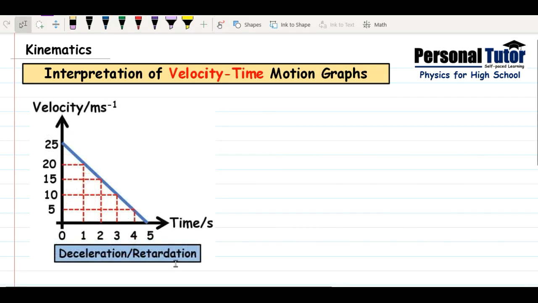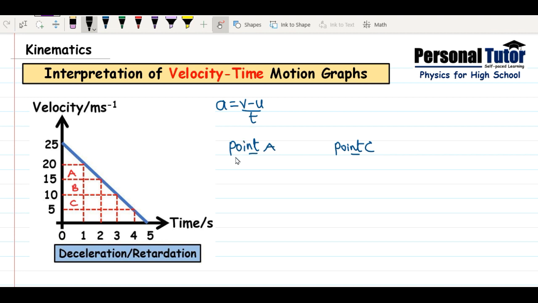which is called deceleration, otherwise retardation or negative acceleration. With this as well, let's label them. Let's call this side point A, point B, then perhaps this as point C. The acceleration is as stated.